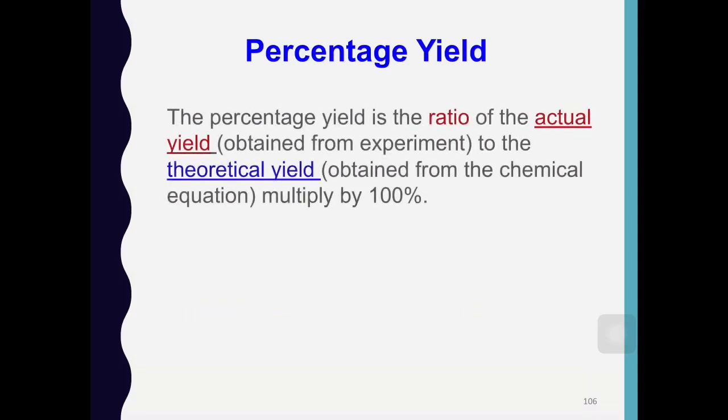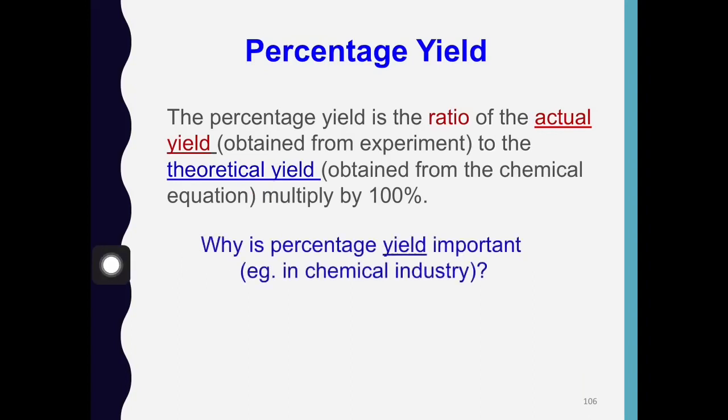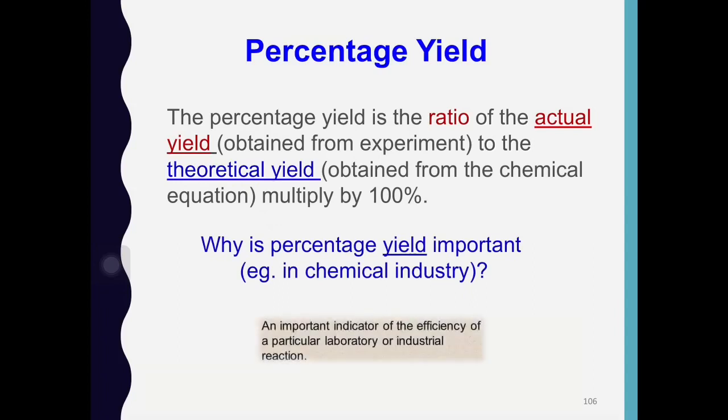Percentage yield is the ratio of actual yield from experiment to the theoretical yield from a chemical equation multiplied by 100. So percentage yield is important as an indicator of the efficiency of a particular lab or industrial reaction. So this is why percentage yield is very important in the industry.